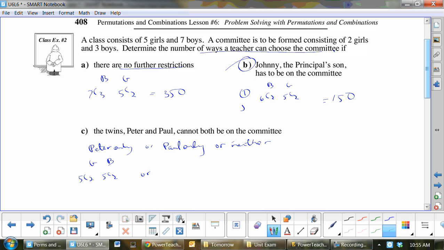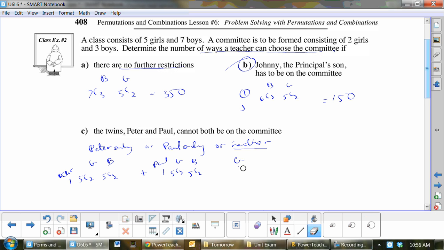Okay, or means plus. So Paul only, so let's write Peter here, because Peter's 1. So here Paul is 1. And then that should be the same scenario, right? 5 choose 2, and boys 5 choose 2. Now, how about neither of them? Okay, so for the girls would be what? 5 choose 2, and the boys 5 choose 3. Very good.